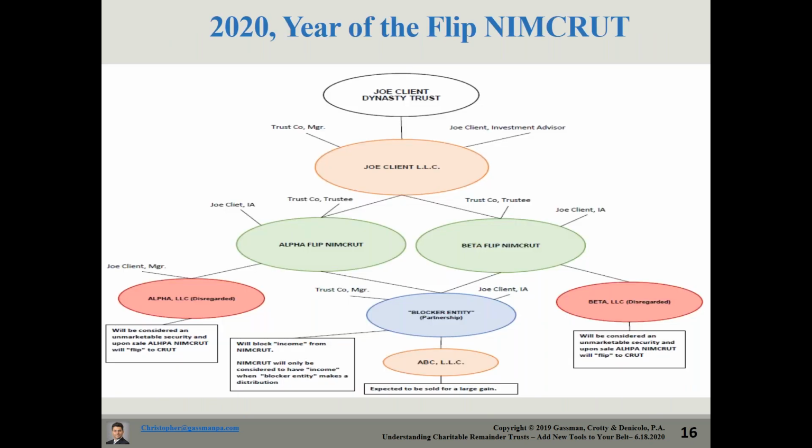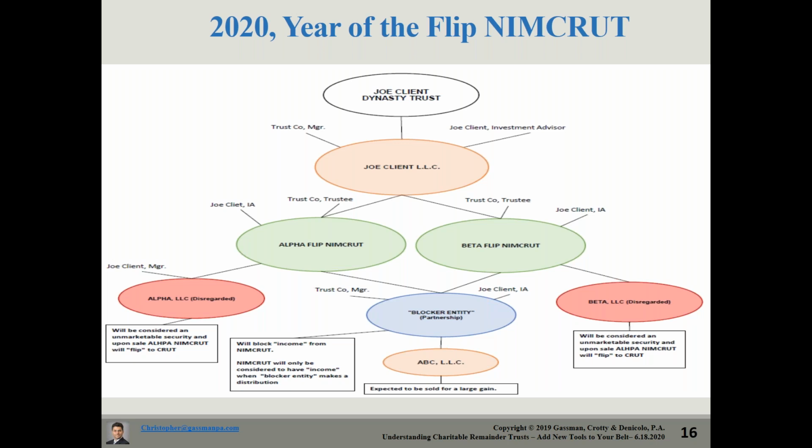This doesn't appear to be exclusive, but it's probably best to stick within the bounds of what's prescribed by the IRS. So just to reiterate what I've just mentioned, you have these 2 Flip-NIMCRUTs called Alpha and Beta, and this blocker LLC that's taxed as a partnership with a trust company as the manager, and then this blocker LLC owning another asset. In this case, it's the generically named ABC LLC, which will be sold for what's expected to be a large gain. The blocker entity blocks the income from reaching the NIMCRUT, therefore blocking the requirement that the unit trust payments be made out to the applicable beneficiary.